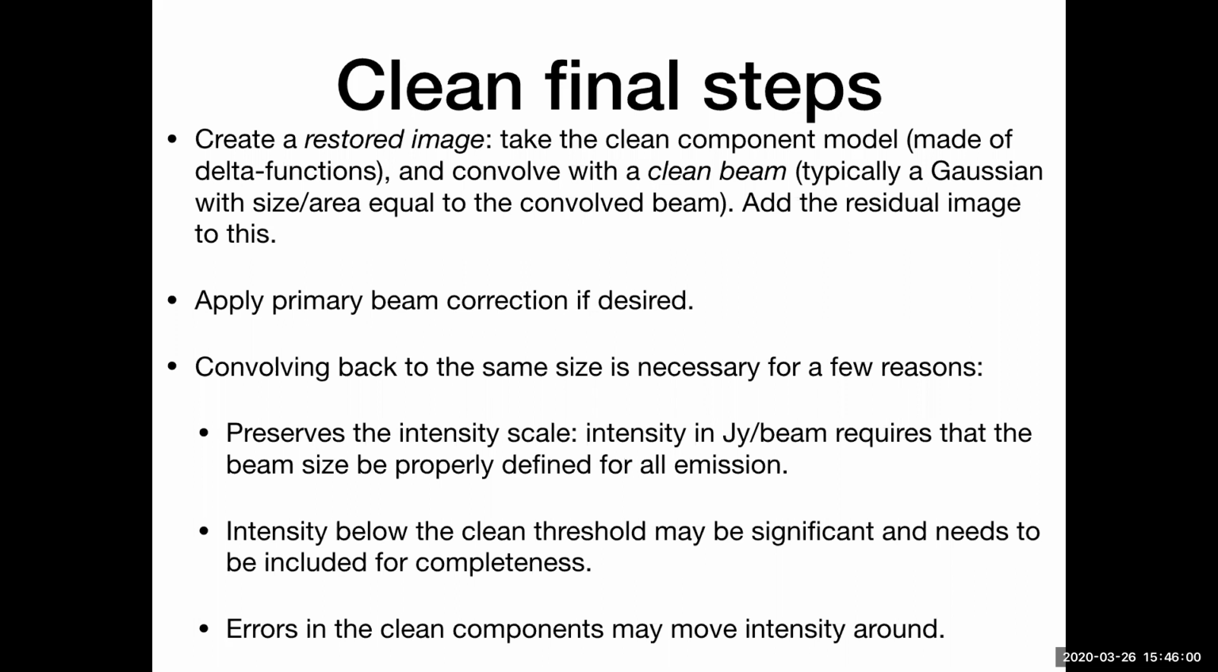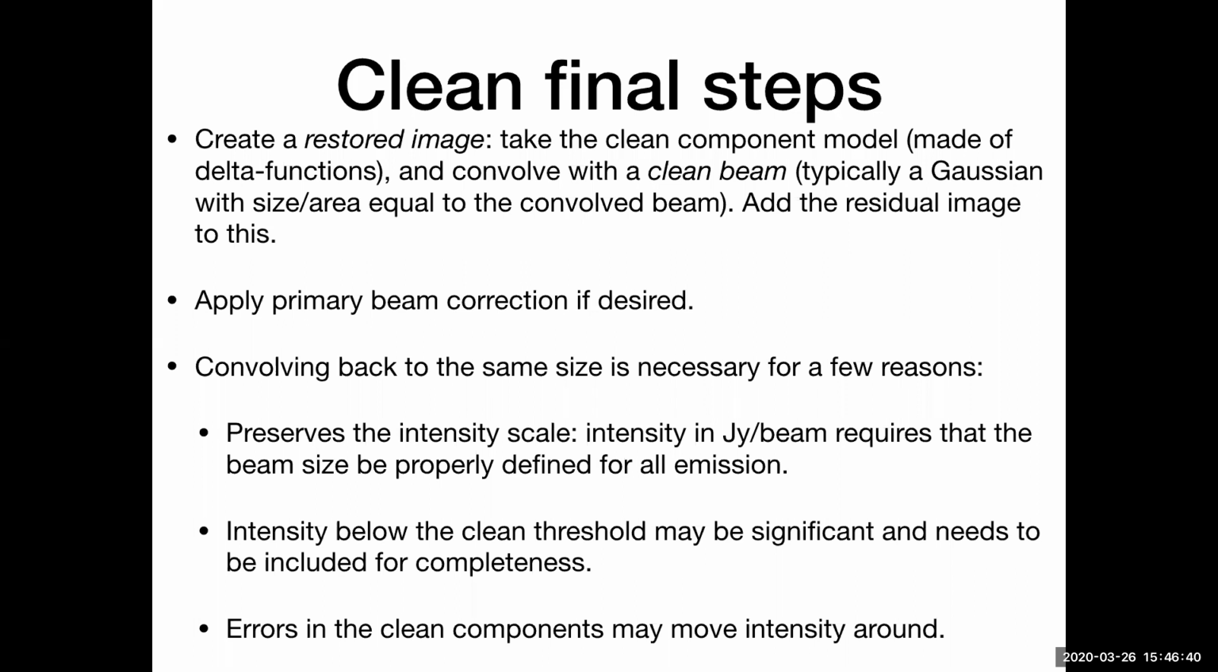And the reason that's important, there's a couple of different reasons. One of them is that intensity scales get a little bit weird because intensity is usually in Janskys per beam. And so that's defined relative to some size of beam. And so if you have a combination of emission that's on the size of your synthesized beam, and then you have some emission that's in delta functions, you can't really add those two things together in a meaningful way on a normal intensity scale. And so that makes things a little bit messy.